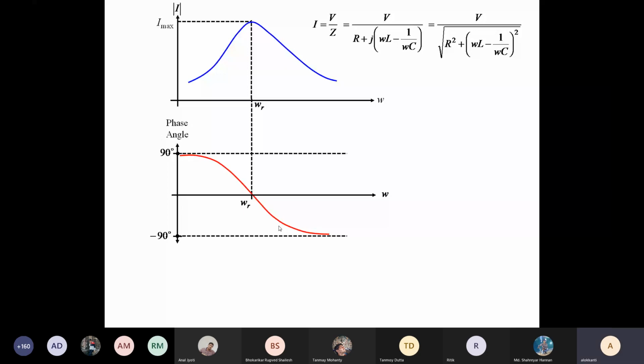You see that towards the lower values of the frequency, the capacitive effect is dominant and the current is leading the voltage, so it is the leading condition. Similarly, at higher values of frequency, the current lags the voltage because the inductor effect is dominant.